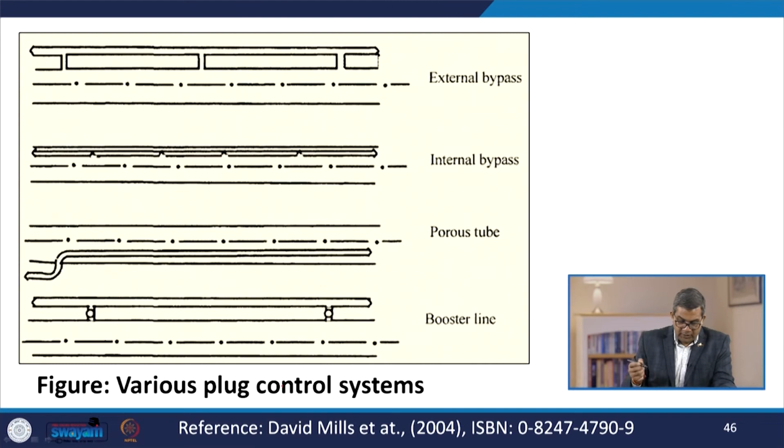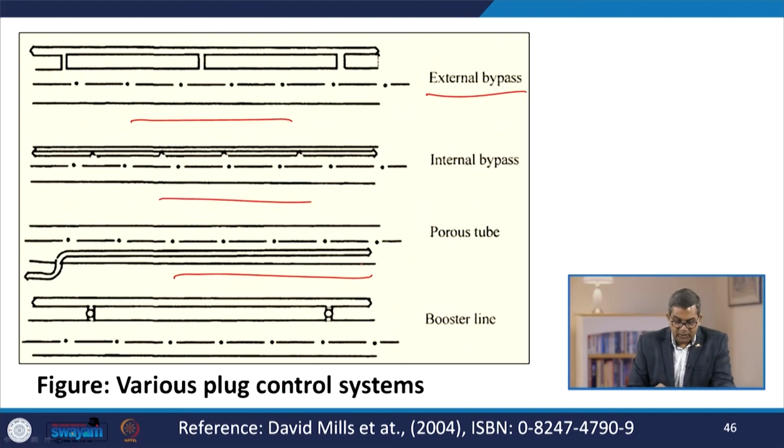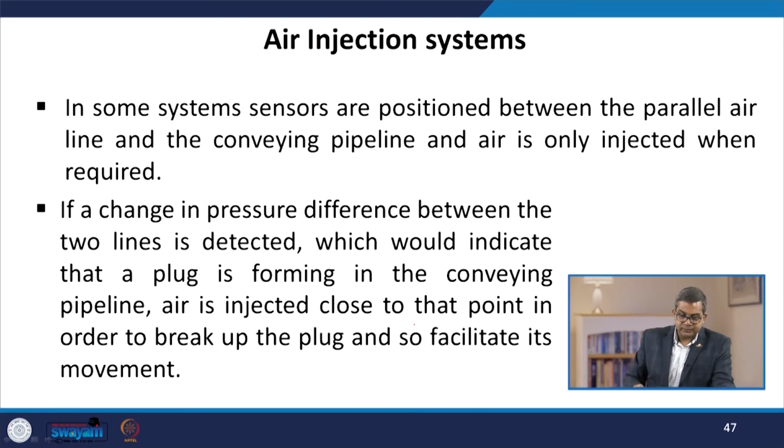Continuous injection of air into the pipeline, however, does not mean that the conveying air velocity towards the end of the pipeline will be much higher as a result. Now, here you see the different types of plug control system like external bypass, internal bypass, porous tubes, and the booster lines, etc.